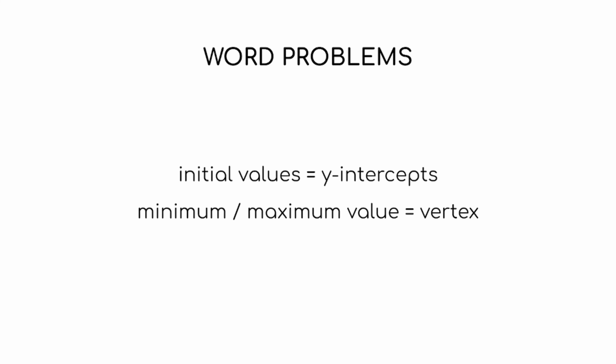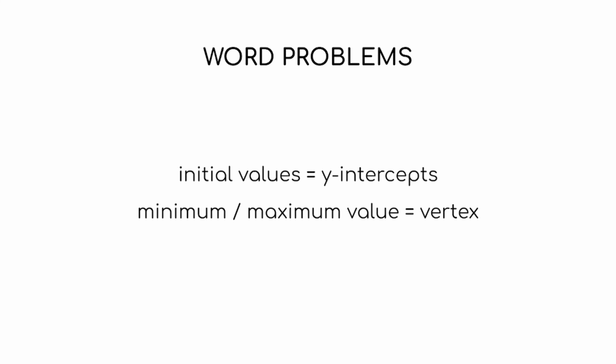And then, your minimum and maximum value will be your vertex. So if it said something like it reached a maximum height of 50 feet, then 50 would be the y value of your vertex. Or if it said it reached a maximum height after 3 seconds, then 3 would be the x value of your vertex. So really it just depends what unit they're using, but no matter what, your minimum or maximum will always be your vertex.